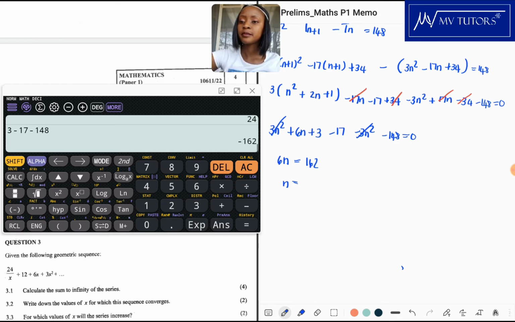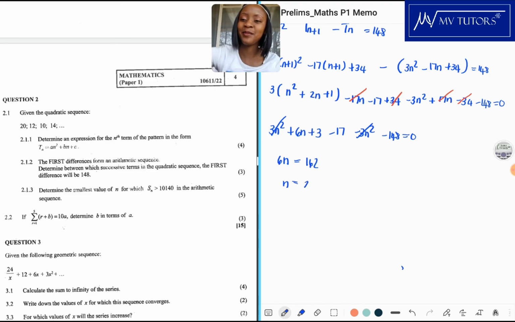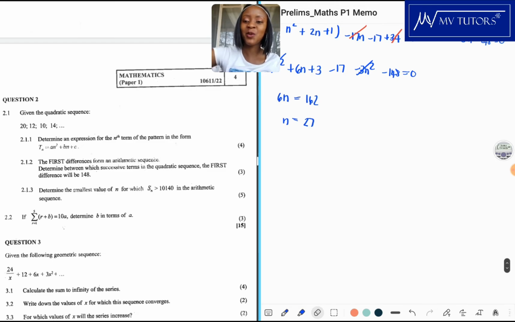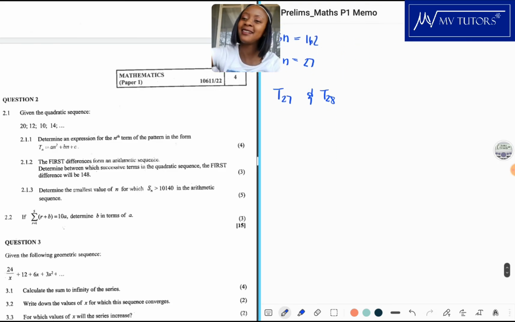So I have 162 divided by 6, and we get 27. Beautiful. I was going to have a little bit of a heart attack if it was not a positive whole number. So now we know the terms, because the question is determine between which successive terms. So it will be T27 and T28. 3 marks. Should have been 5 marks, right?